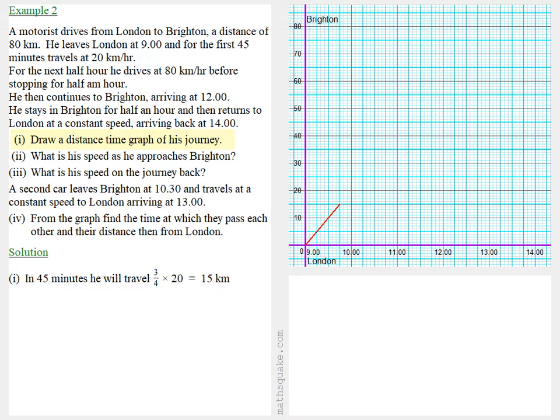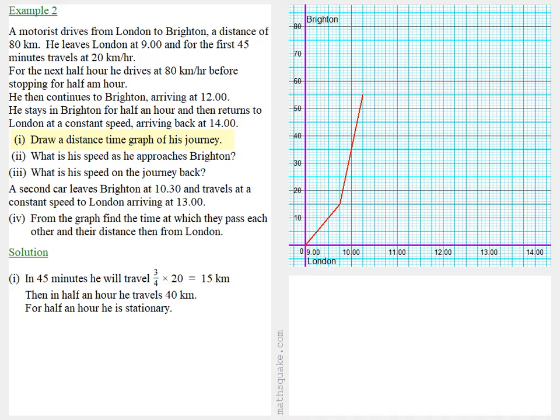It then says for the next half hour he drives at 80 kilometres per hour. That means in half an hour he will cover 40 kilometres. So we draw a line going across half an hour and going up 40 kilometres.